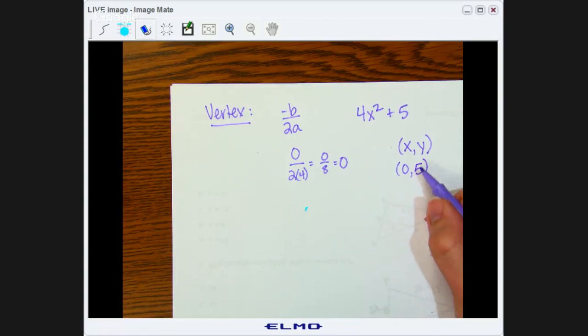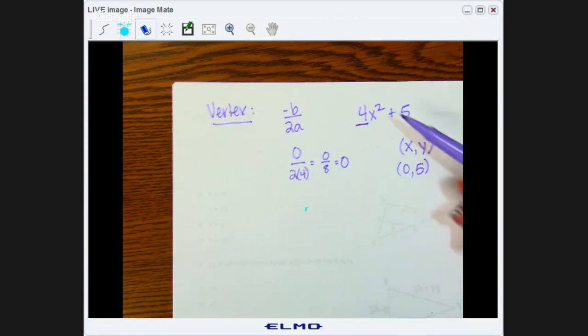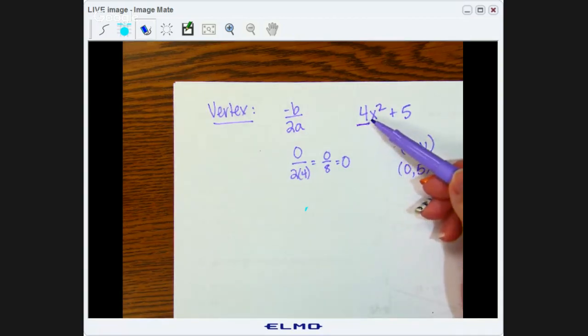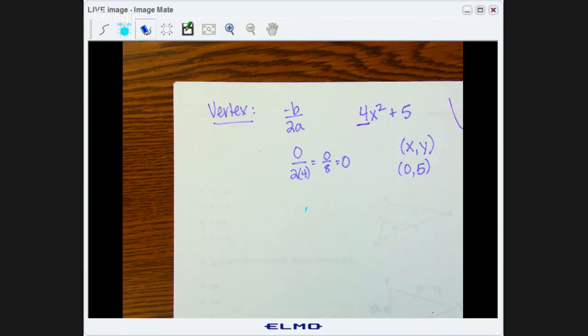Now, in order for you to decide whether that vertex is a maximum or a minimum, you have to think back to the original equation. This number out in front of your x squared term will give you the answer to whether it's a maximum or a minimum. This is a positive, which means that my parabola opens up, which means that vertex that shows up right here is going to be a minimum.